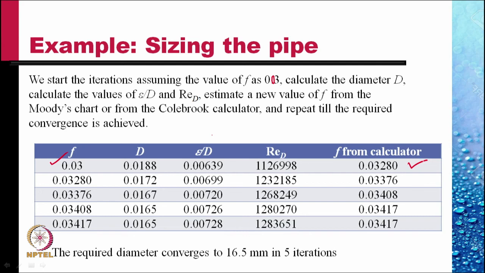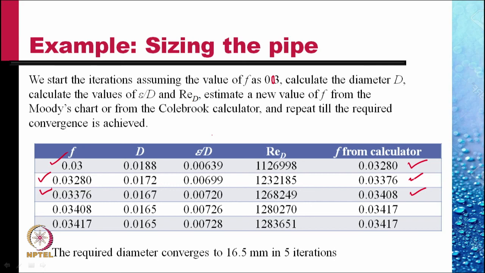Then using this value in the second iteration, we get a new value as 0.03376. Value of f is increasing. I plug in this value next, and I get the value as 0.03408. It is not converged yet.